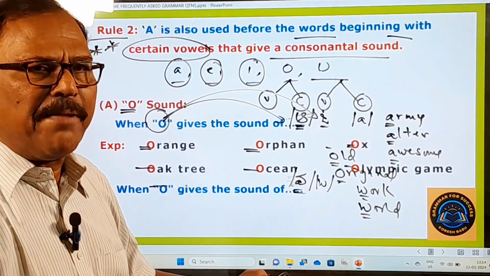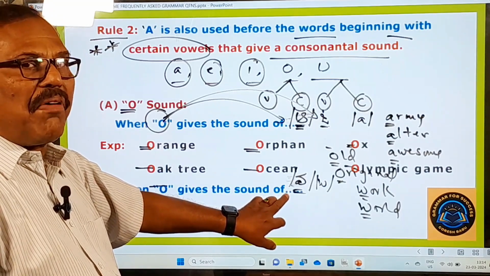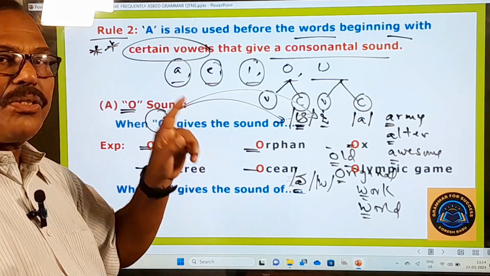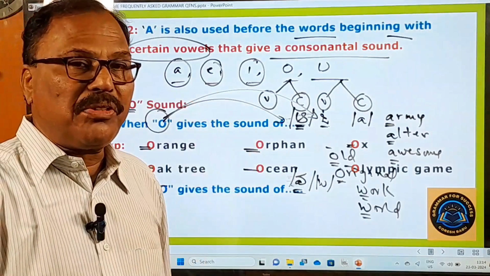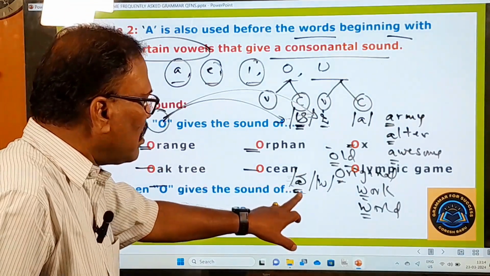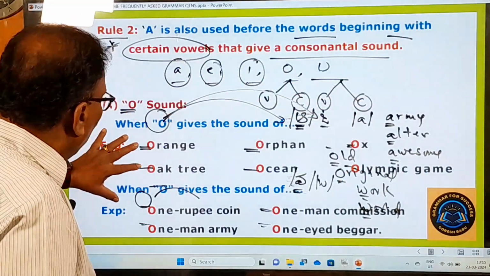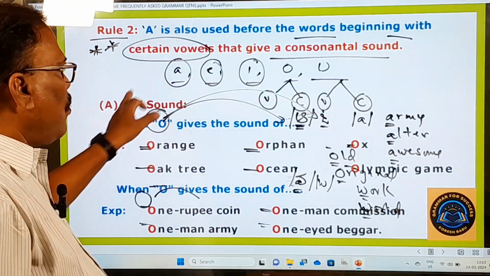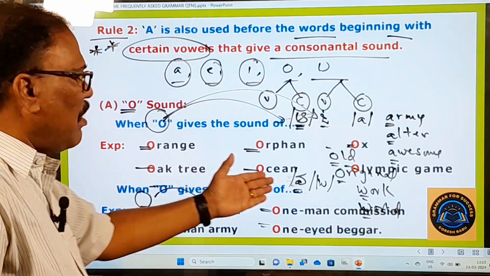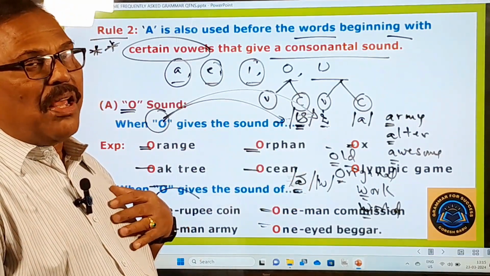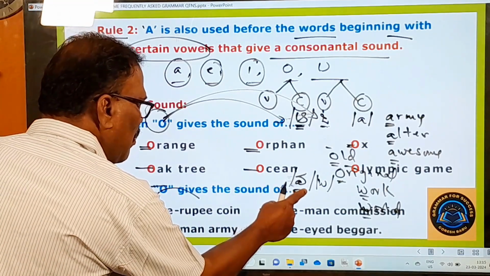In direct speaking, in Telugu, whenever this O gives you the sound of Va, you must think it is a consonantal sound. You know very well. And one important thing I'm going to tell you: this O gives this Va sound only in one word, that is one. From this slide, you understand that whenever this O gives you the sound of A or O, you must think it is a vowel sound. But whenever it gives you the sound of Va, you must think it is a consonantal sound. And in these examples, O is giving you the Va sound, that is a consonantal sound.